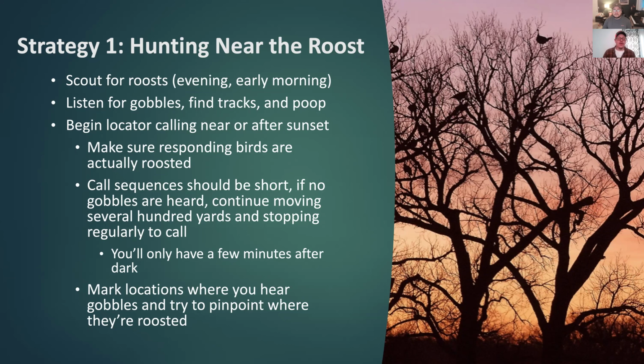And then if they're in a place where you can't quite tell where they are, go 100 yards or a couple hundred yards away and try to get them to gobble again. With two spots, it makes it a little easier to triangulate their location and tell where they're at, so you can develop a plan to move in on them in the morning.